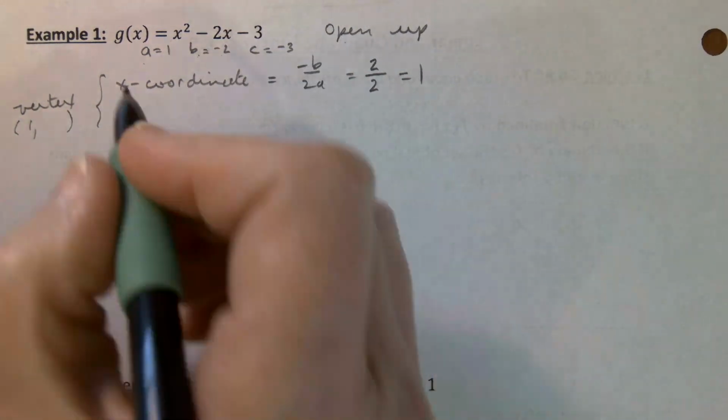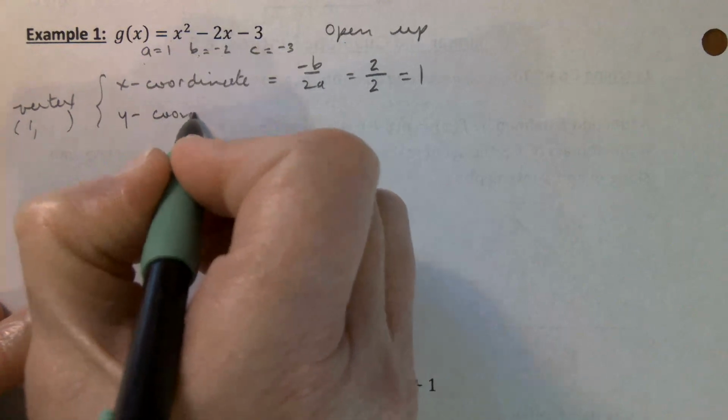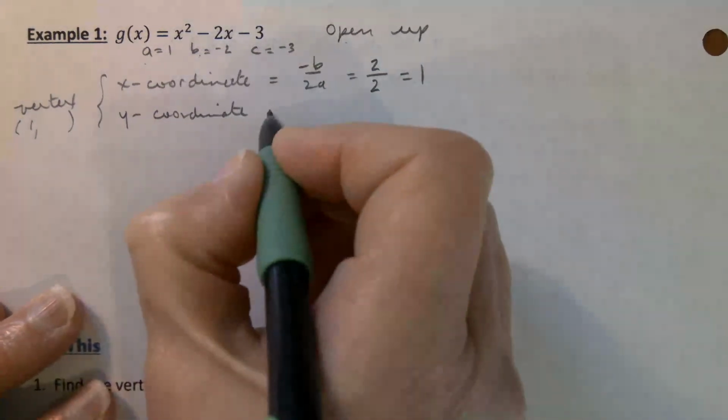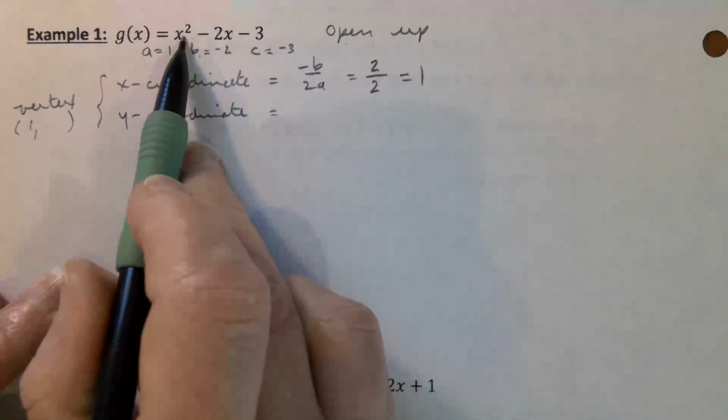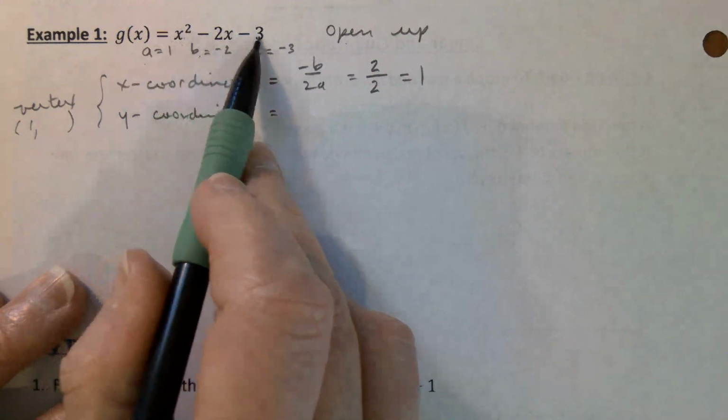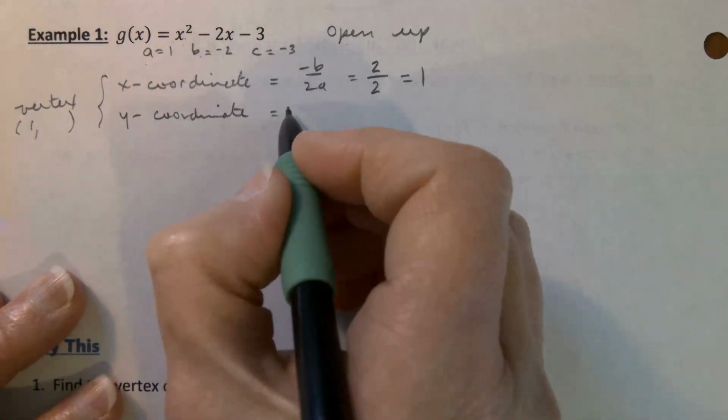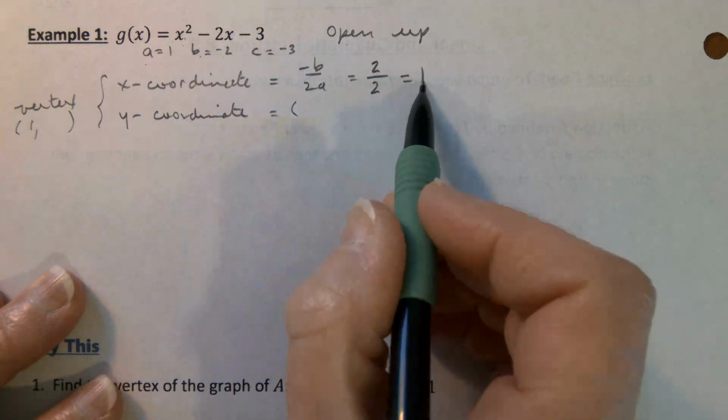Okay. The y coordinate, what I do is I take my equation, x squared minus 2x minus 3, and I plug in this value, okay?